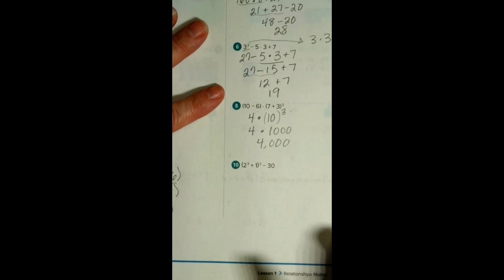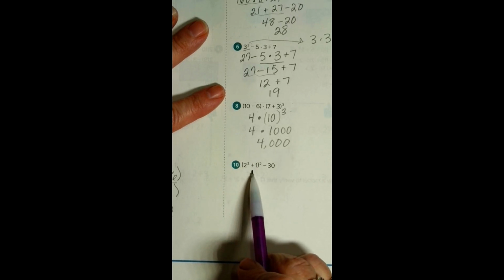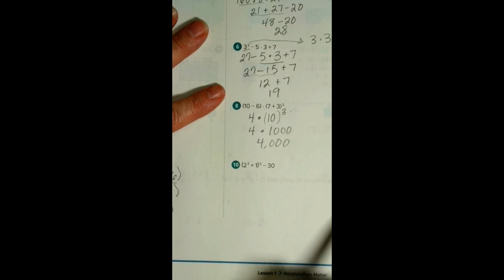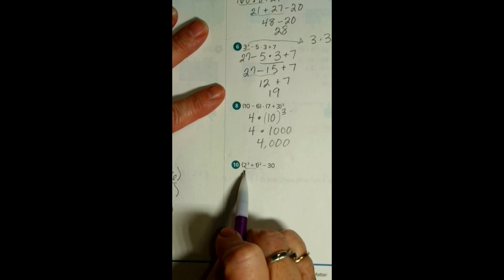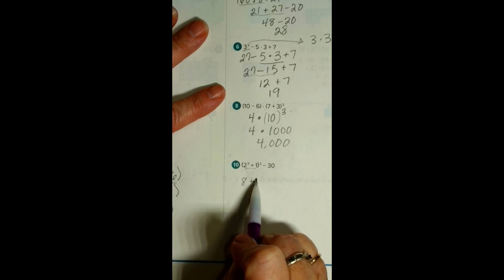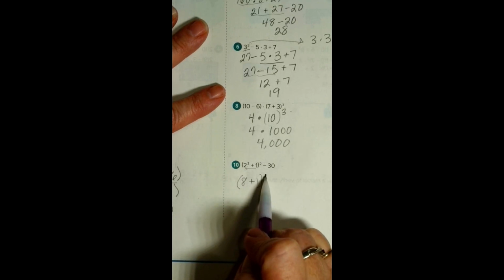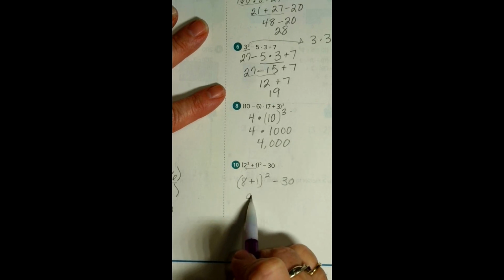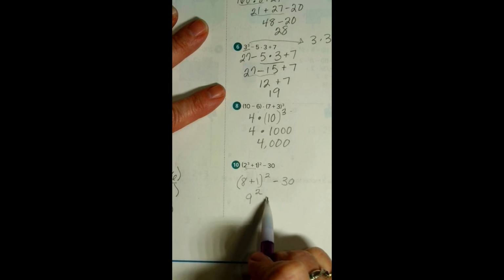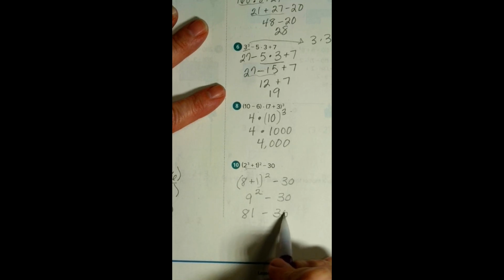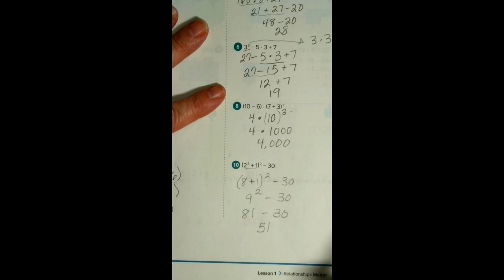Okay, lastly, quantity of 2 cubed plus 1 squared minus 30. So inside the parentheses, we have the 2 cubed first. 2 times 2 times 2 is 8 plus 1. It's still in parentheses. Squared minus 30. 8 plus 1 is 9. Squared minus 30. 9 squared is 9 times 9, which is 81, minus 30. Our final answer is 51.